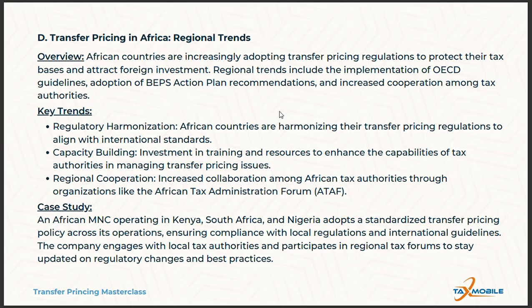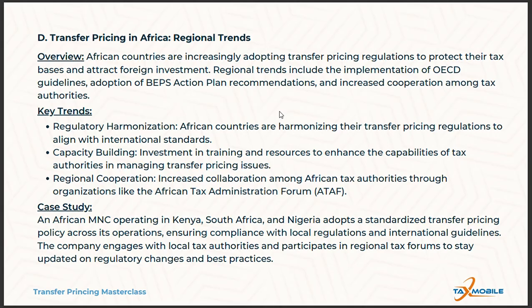Then also, regional cooperation has increased. There is an increase in collaboration among African tax authorities, particularly through regional bodies like the African Tax Administration Forum, ATAF. This cooperation allows for the exchange of information and joint efforts to address transfer pricing risk. So Africans are beginning to wake up now to reduce profit shifting from Africa to low tax havens or to other jurisdictions.